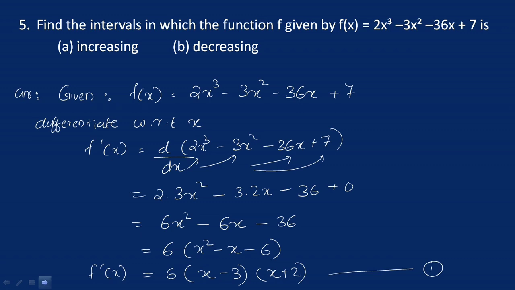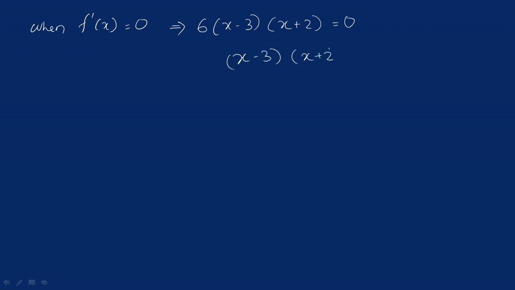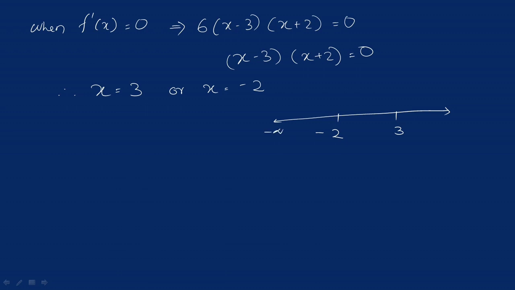Now, when f'(x) is considered to be 0, we have 6(x − 3)(x + 2) = 0. From that we can find x = 3 or x = −2. So we will be drawing a line segment having two points, that is −2 and 3, on the line segment. Minus infinity and plus infinity is marked.